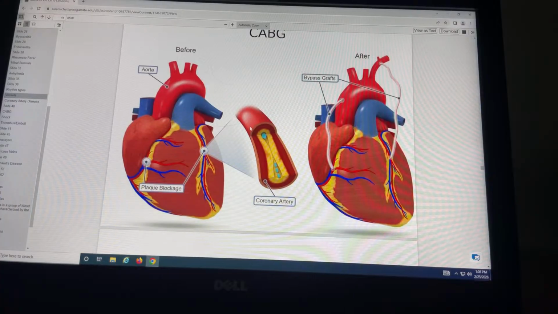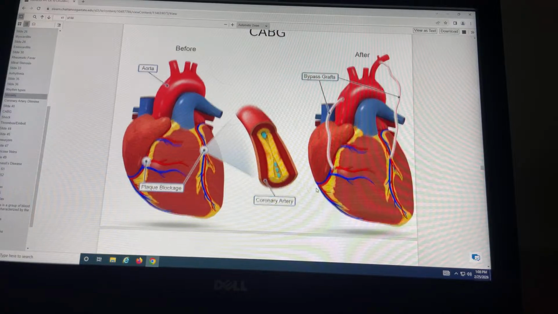And here's that picture of that CABG again. So here's a picture of the blocked passage here. They can take vessels and just go around it, so they don't have to worry about having to go through that. It's like a little exit ramp.